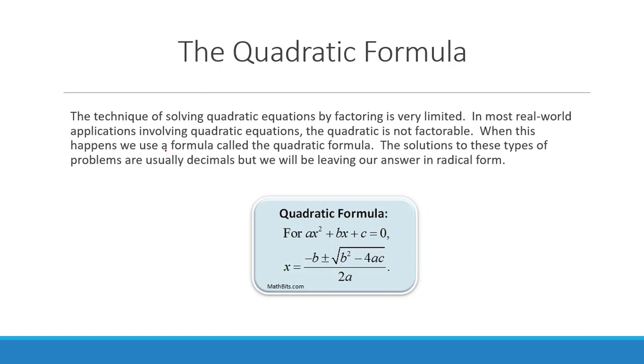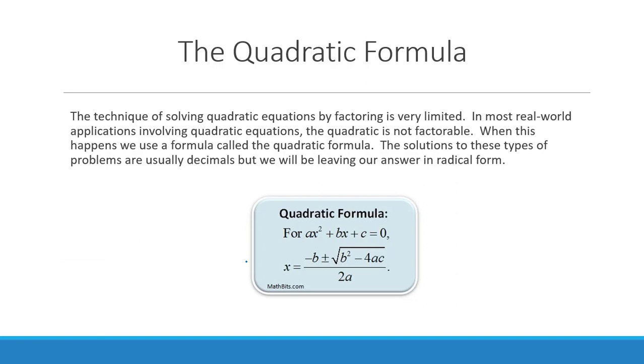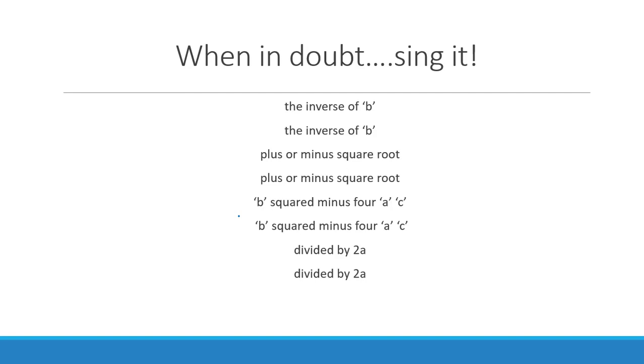All right, so this will be the last topic, I promise this time, in this unit. The quadratic formula is used to solve quadratics that cannot be factored. Usually these answers are written in radical form, which is why it is involved in this unit. When in doubt, if you can't memorize the quadratic formula, you can always sing it. It's the inverse of b plus or minus square root b squared minus 4ac all over 2a. I always sing it every time in my head when I'm trying to recite the quadratic formula.